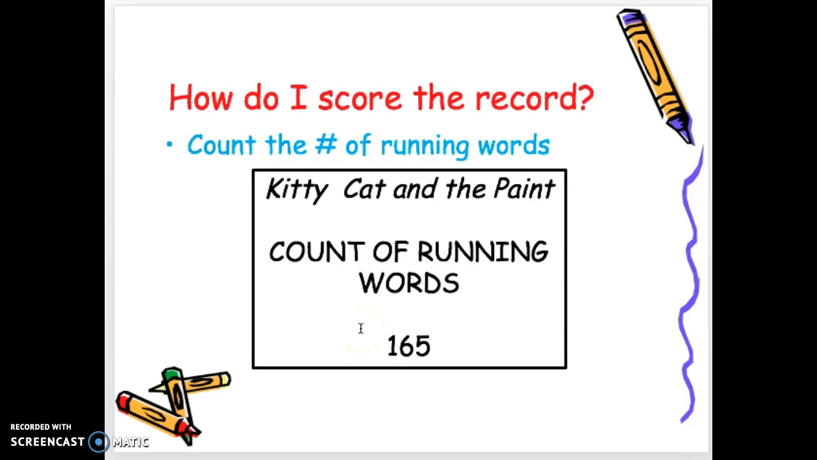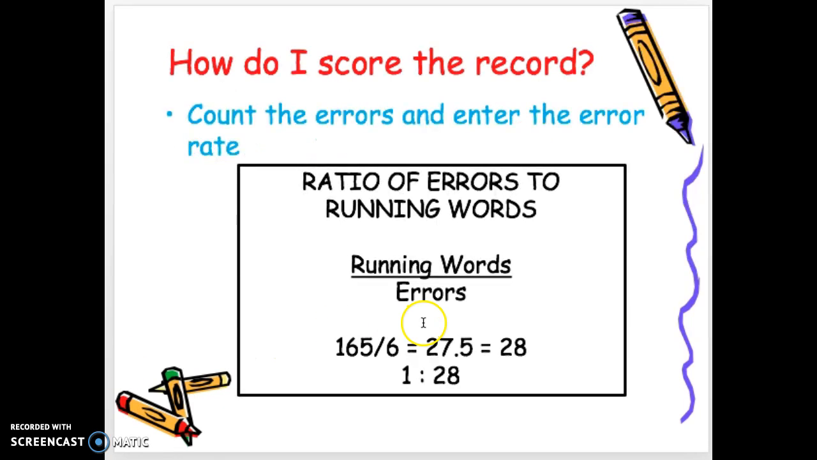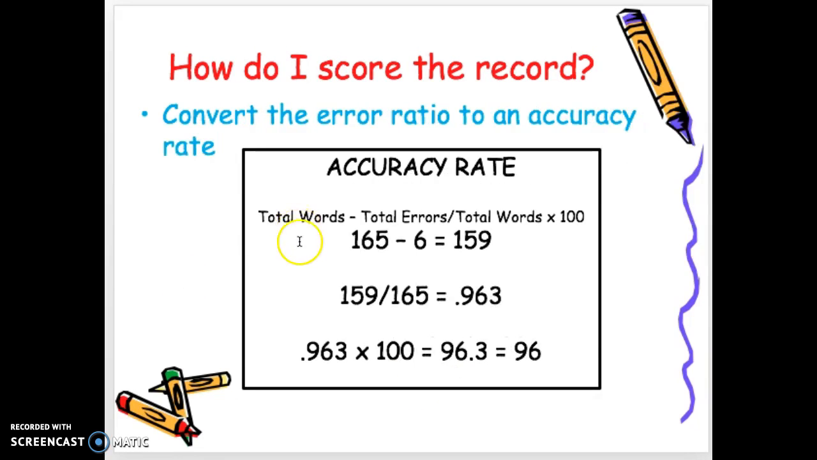Okay, so let's look at how it's scored. I'm up to 10 minutes, so I'm going to try to go fast again. Kitty cat and the paint: count the total number of words that was read and divide that by the number of errors. So 165 divided by 6 errors equals 28. So the child made one error out of every 28 words. Okay, so 159 over 165 gives you 96%. You multiply it by 100, 96% accuracy rate.